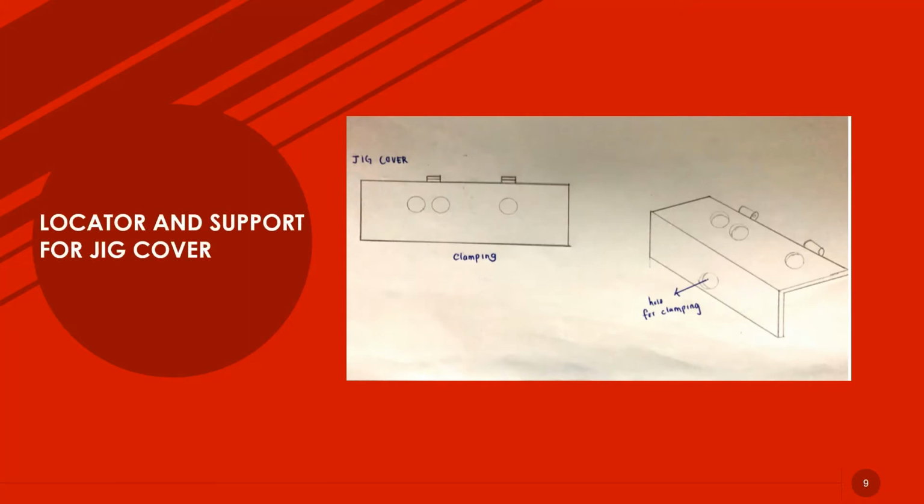Locator and support for jig cover. The jig cover will be clamped off the workpiece onto the jig body and restrict the movement of X, Y, and Z axis. Type of clamp used is strap clamp because we use hinge clamp also. This type of clamp is where the fulcrum is positioned so that the clamp bar is always parallel to the base of the tool.